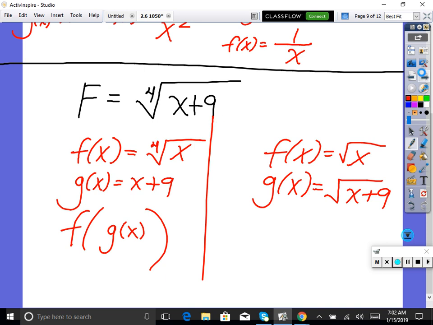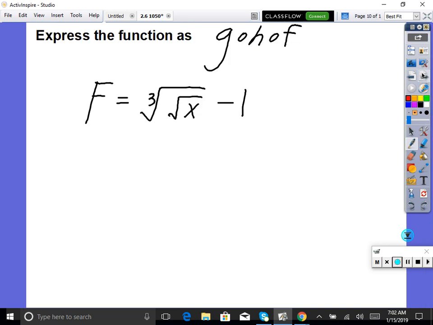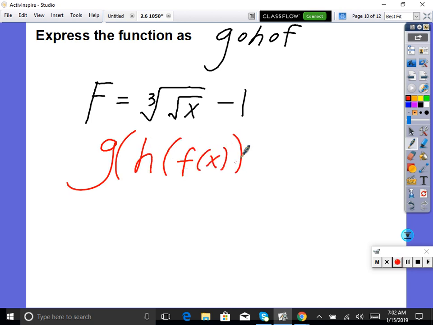Awesome. Okay. So I think we get the picture, but it might ask you to do it with three functions, g of h of f. So that would be like this, g of h of f of x. So then what could be f of x? Square root of x.